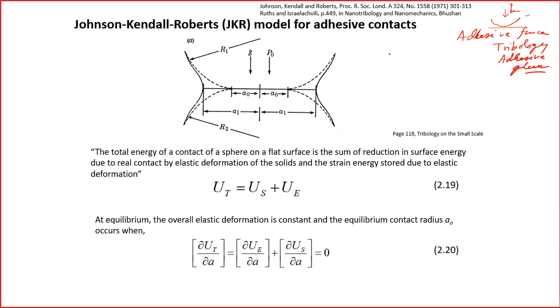So there is another analysis which is known as JKR model or Johnson-Kendall-Roberts model for adhesive contacts. That means when adhesion becomes important. So adhesion will become important when one of the surfaces is soft or has lower elastic modulus. So for example, if I have a ball of elastomer or rubber on steel surface, then this will deform quite a lot. So since the contact area is very large, this situation becomes important as far as adhesion is concerned. So this is one situation where the adhesive force will be very, very important.